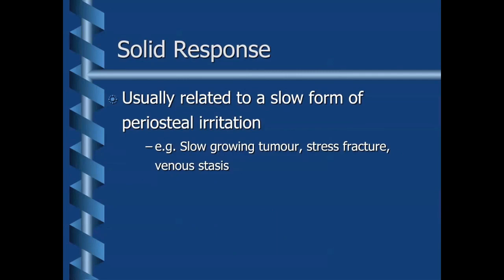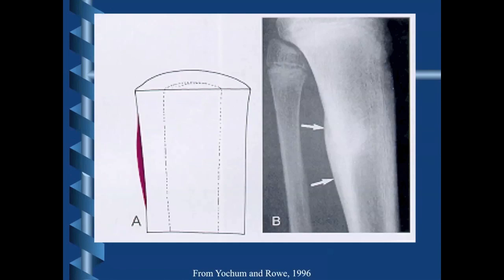But before we do that, I'll just give you a little bit more information about each one and then show you the picture. So a solid response usually relates to a slow form of periosteal irritation, such as a slow-growing tumour, stress fracture, or venous stasis, where you have venous insufficiency in the venous vascular system. So usually it's not too much to worry about compared to some of the other periosteal responses.